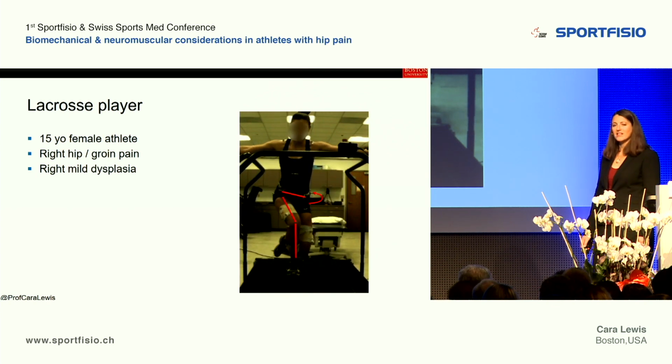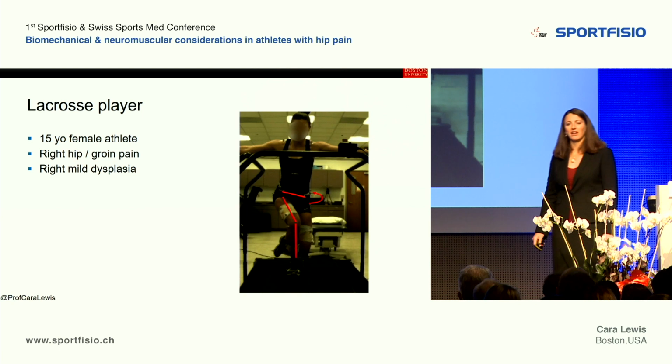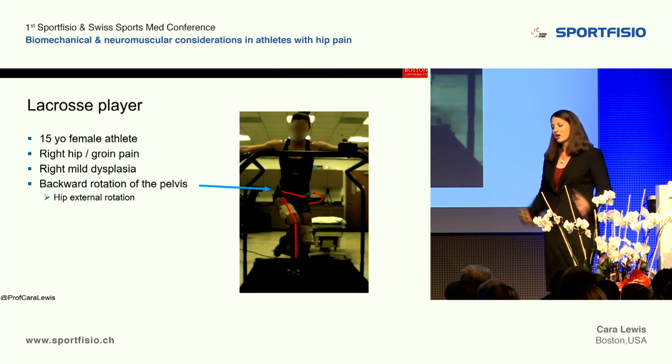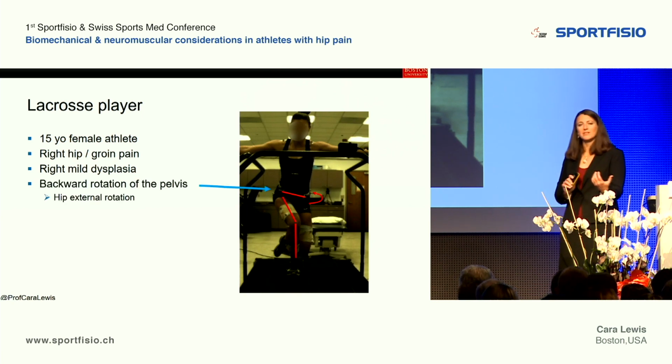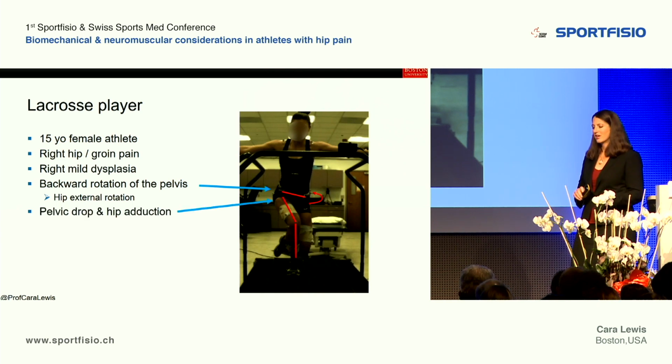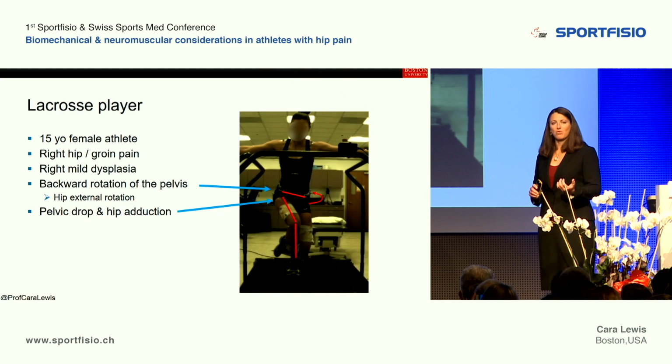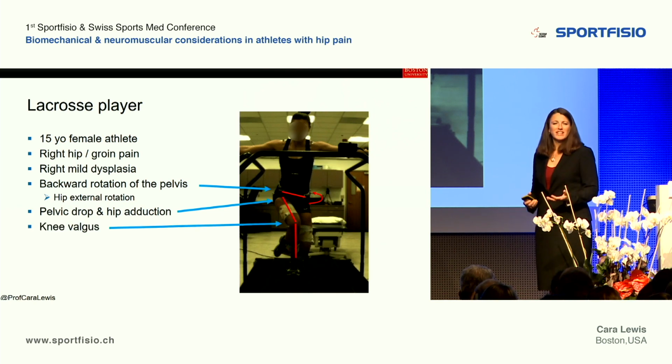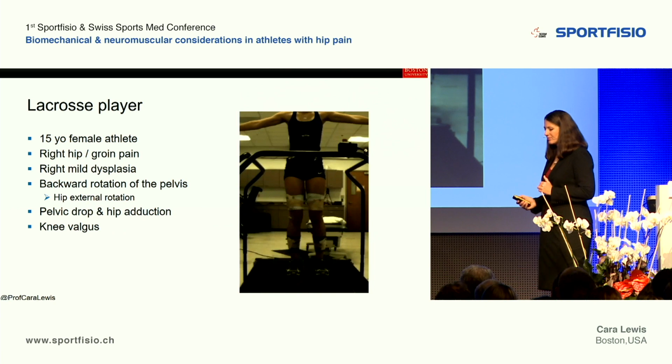Hopefully what you can see, and I've highlighted it here in red to make it a little bit easier, is that her pelvis actually rotates backwards. So she goes into hip external rotation. Her pelvis also drops, which puts her in hip adduction, and then she has this knee valgus. So let's watch it one more time in case you didn't pick those up the first time.